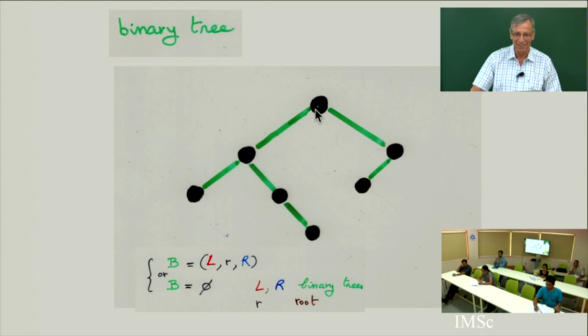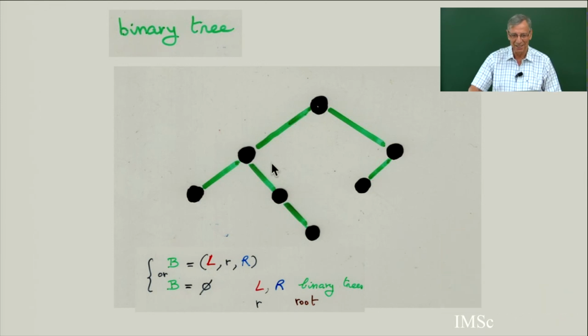So what is a binary tree? There is a root here, and then it's defined recursively as a triple: a left binary tree, a right binary tree, and B may be the empty tree. There is only one tree on the empty set. L and R are called the left subtree and right subtree. So it's a recursive definition.